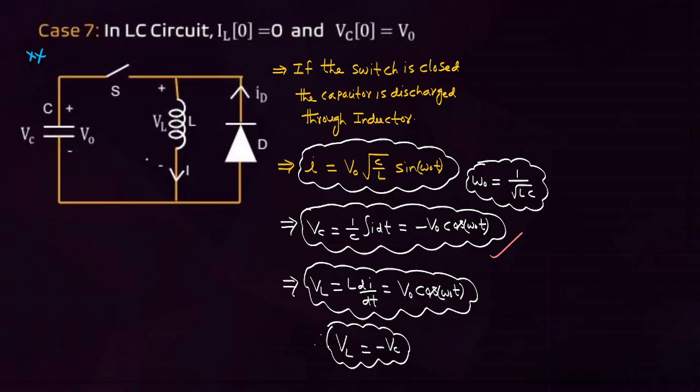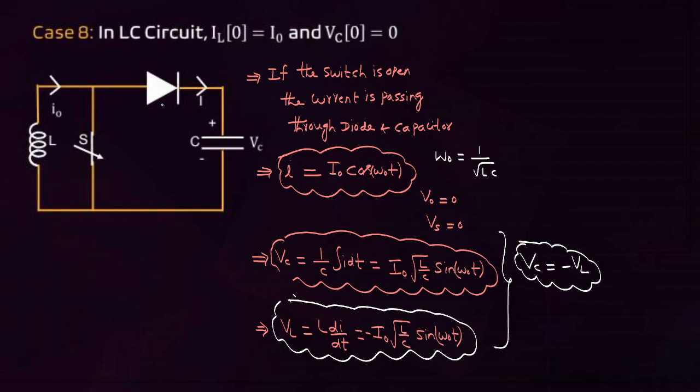If the circuit is given like this, a parallel LC combination, this is the expression for I: V naught into square root of C by L into sin omega naught t. What is the voltage across the inductor? That is equal to minus Vc. What is the voltage across the capacitor? These cases are not framed, but you have to remember this case 7 also.